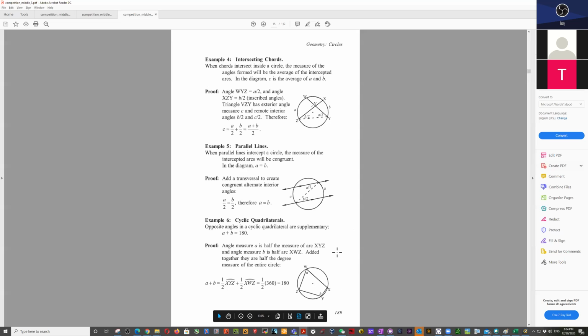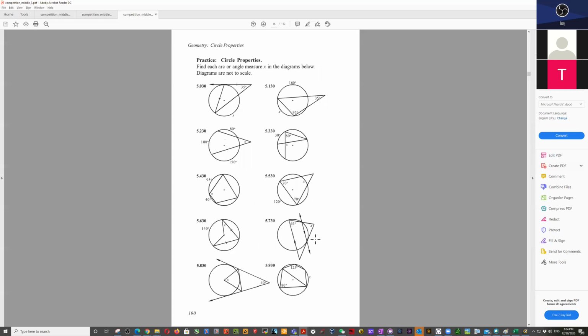So they have a supplementary relationship between the opposite angles.